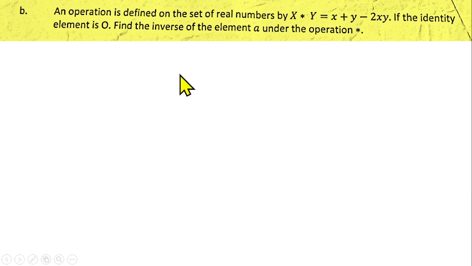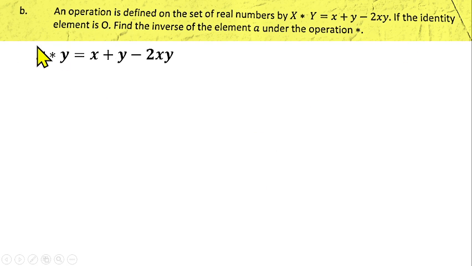Then question number 1b is from binary operation. An operation is defined on the set of real numbers x asterisk y equals x plus y minus 2xy. If the identity element is 0, find the inverse element of a under the operation asterisk.